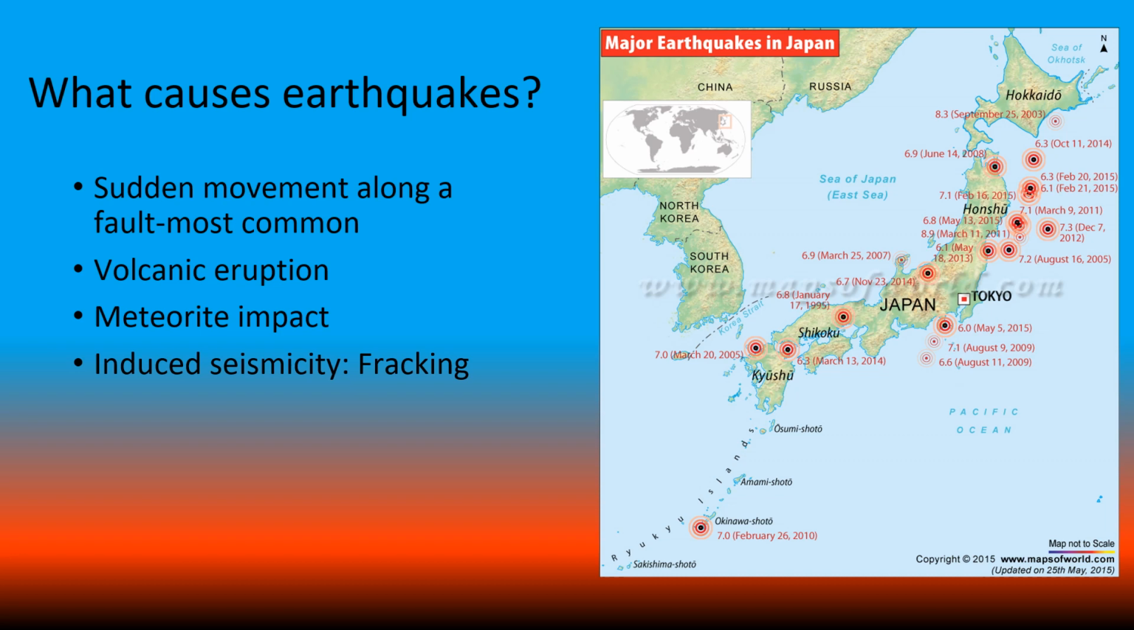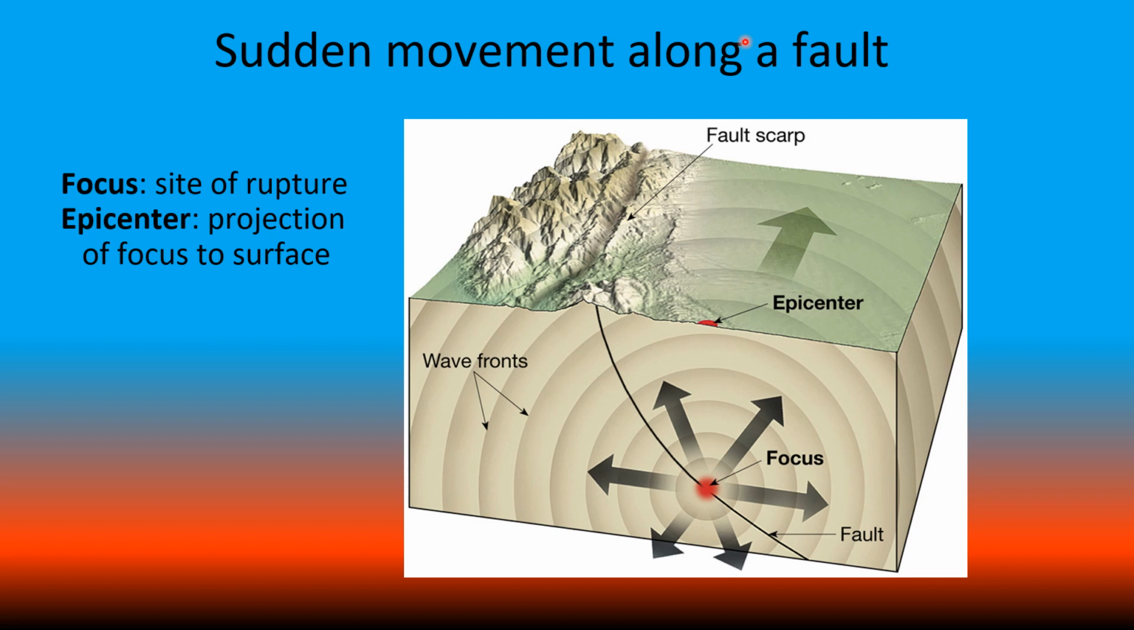So here it's important to talk about the sudden movement along a fault and what that means in reference to these two terms over here. The focus is the site of the actual rupture. So here we've got ourselves a fault of some sort. That's a split in the ground here. And here's our fault scarp, which is where that fault is exposed on the surface. So you've got some kind of a shifting of this fault, either this part's going down and this part's going up relative to one another, or the other way around. And when that happens, you get the focus of the earthquake on the fault itself. And that could be at depth, and oftentimes is, at some depth in the crust.